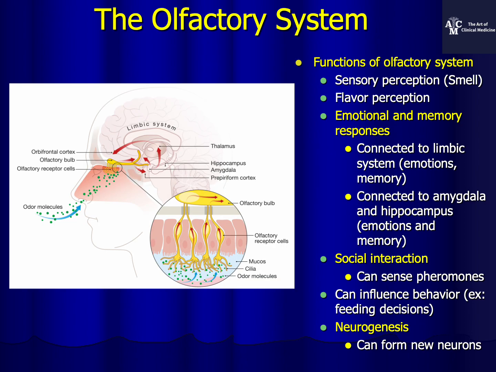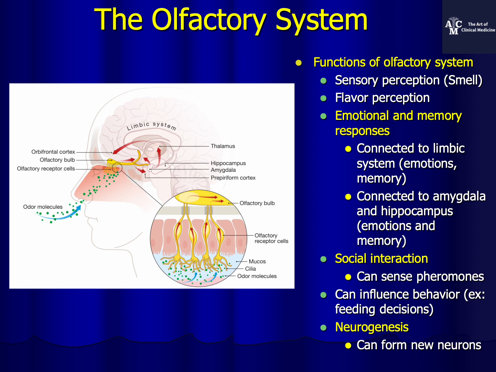Let's first start with the olfactory system. This diagram here shows the main functions of the olfactory system. The main functions include smelling, which is sensory perception, and also tasting, which is flavor perception, although it's not really tasting, but getting a feel for what something could taste like. And then these are connected to your emotional and memory responses.